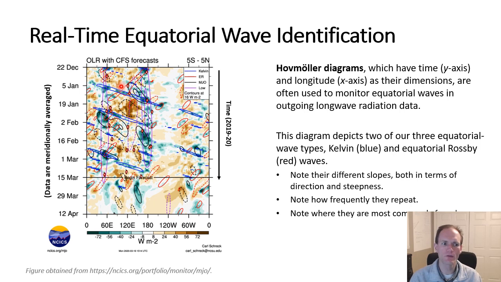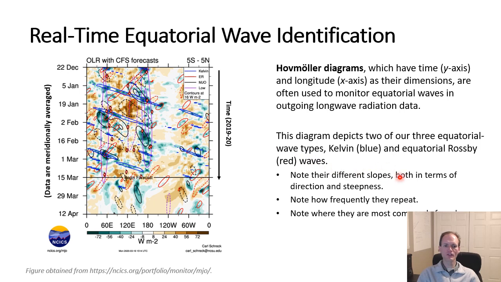Whereas equatorial Rossby waves here in the red, this was the enhanced phase. There's some dashed lines here and here that are the suppressed phase of an equatorial Rossby wave. They slope down and to the left. So as time increases going down, they're moving further to the west. And they move somewhat more slowly than do the Kelvin waves. This case here starts out around the international dateline on December 22nd. And then almost a month later, it is around 60 degrees east. So moving about the same distance as a Kelvin wave in twice the amount of the time.